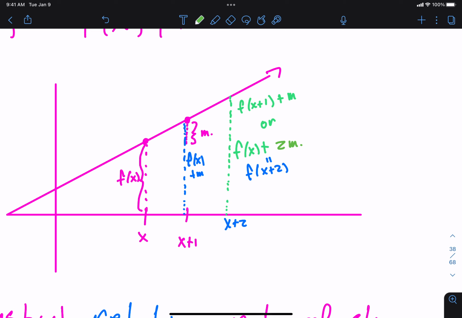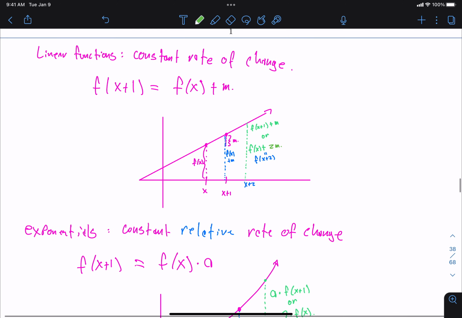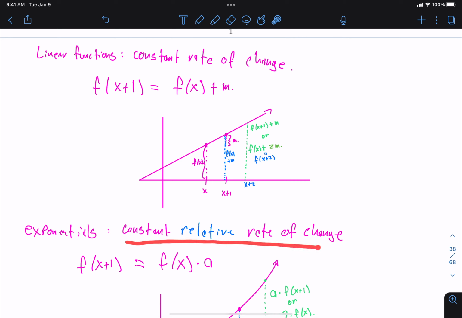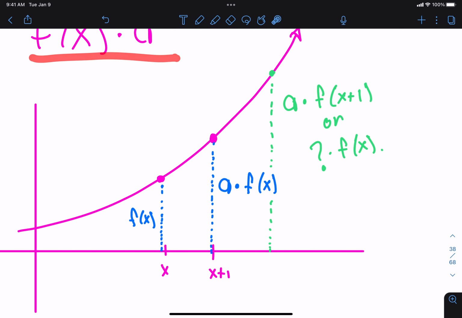So the characterizing pattern here is as we move from left to right, we're successively adding. Successive addition, that's what's going on here. Or successive subtraction if you have a negative slope, right? Okay, well the difference between a linear function and exponential functions is that instead of having a constant rate of change, we are going to have a constant relative rate of change. Now what does that mean? What that means is instead of successive addition, we're going to encounter successive multiplication. Okay?